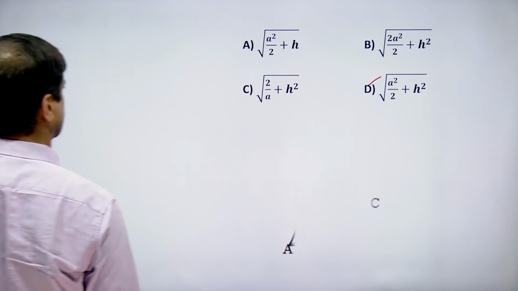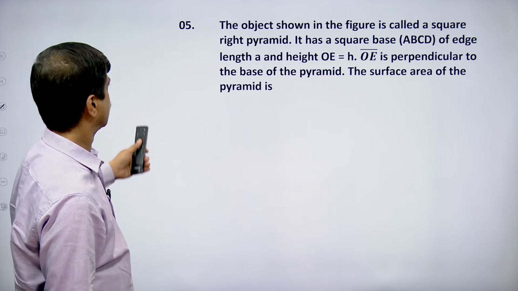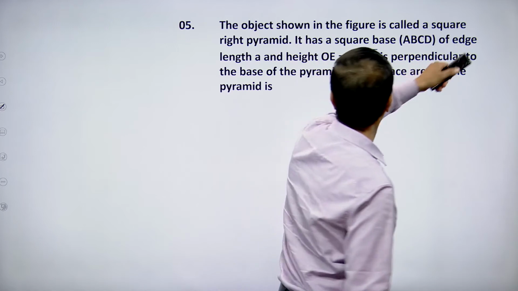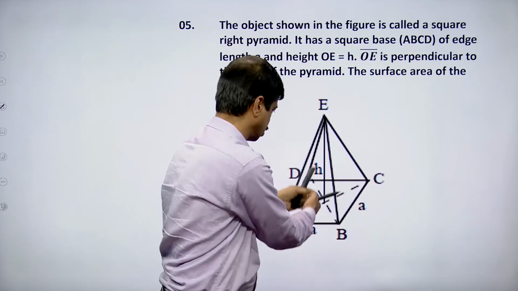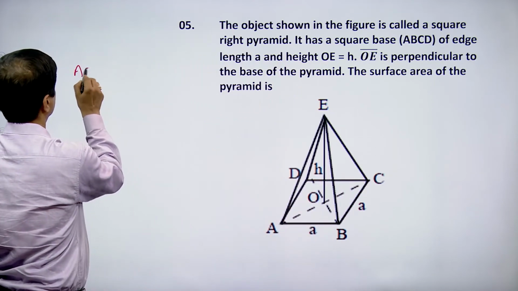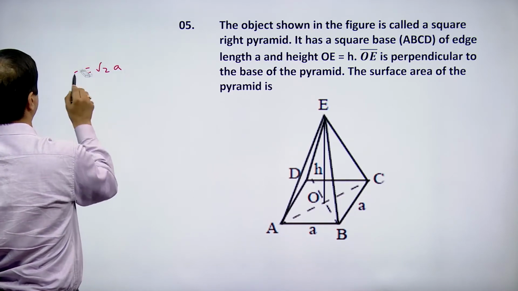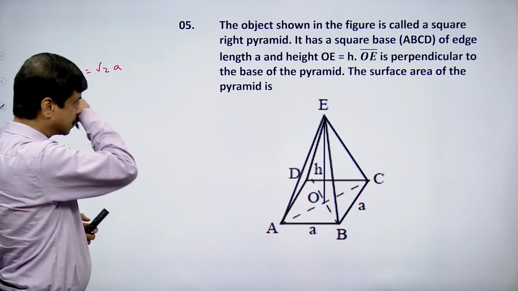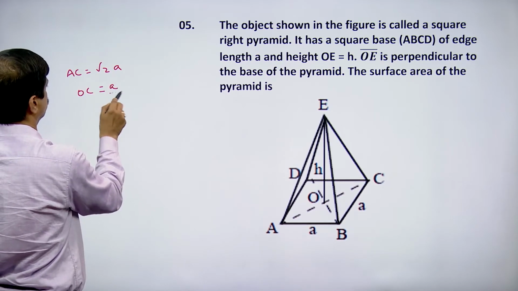Right, children, let us go to the next question. This already we have done. Now, you see, the object shown in the figure is called a square right pyramid. Same question. See, height is also the same, side is also length A. So, AC is equal to root 2 times A. Next, OC is anyway half of AC, A by root 2.